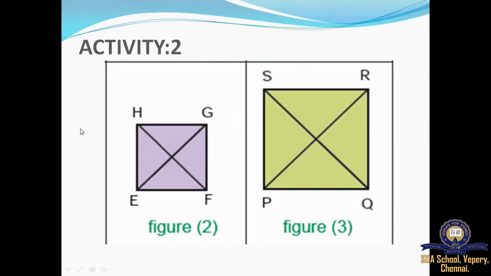Now, activity number 2. Draw a square in your rough note and name it as E, F, G, H and find the corners, sides and diagonals of the figure 2 as well as figure 3. Name the square as it is. Okay.